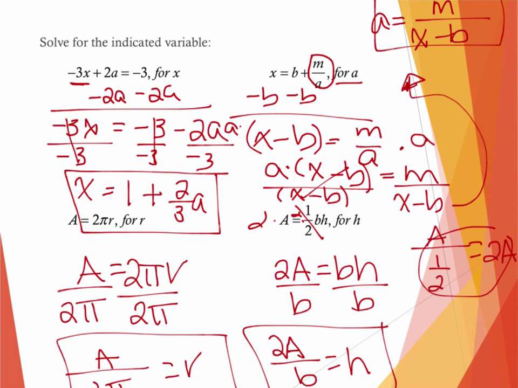So when we want to solve a literal equation, all we need to do is remember our strategies for solving two-step or multi-step equations. We isolate our variable by moving away the other terms, and then it's usually just a matter of either multiplying or dividing to get that variable to be isolated.